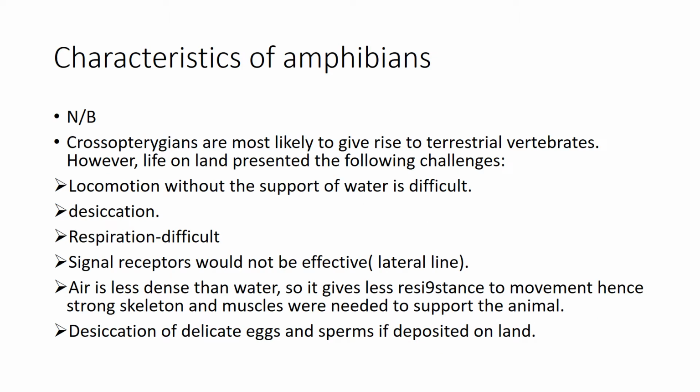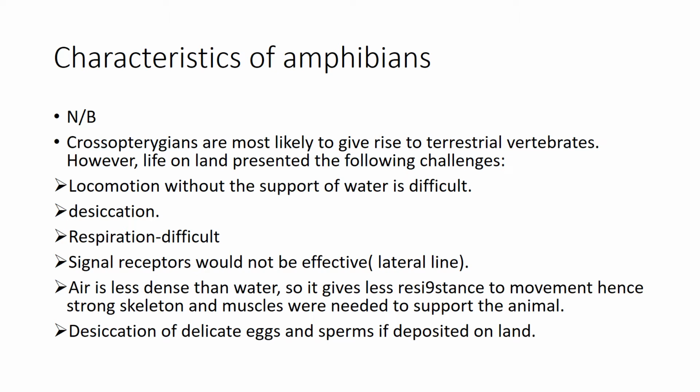I'm going to start with the characteristics of amphibians, and before that we are going to focus on important facts. Cross-septogenous are the most likely to give rise to terrestrial vertebrates. An example of cross-septogenous is fishes. However, life on land presented the following challenges. Remember, while relating the challenges on land, you should focus on fishes. So, let's say fishes living on land. They face the following difficulties.